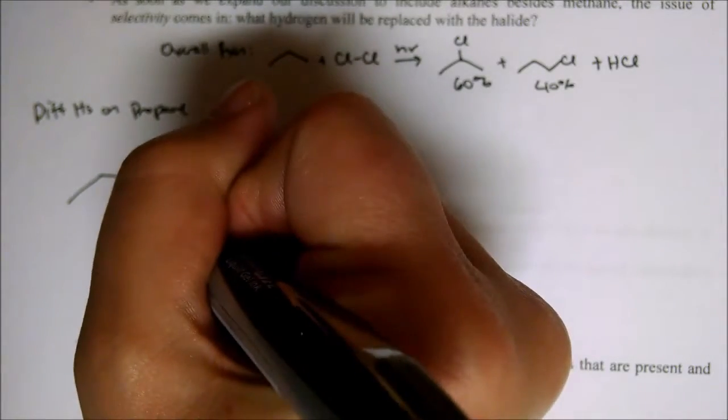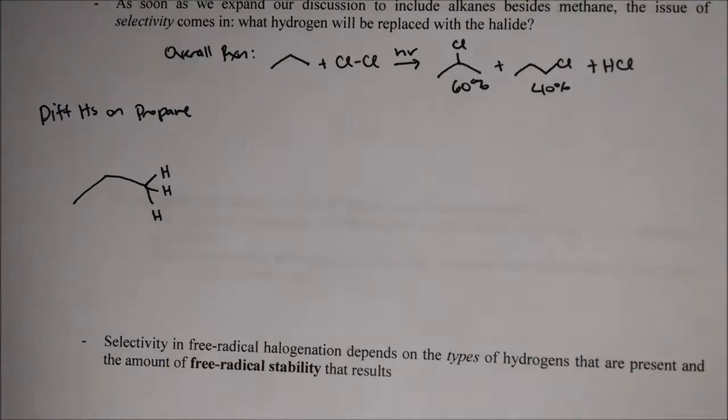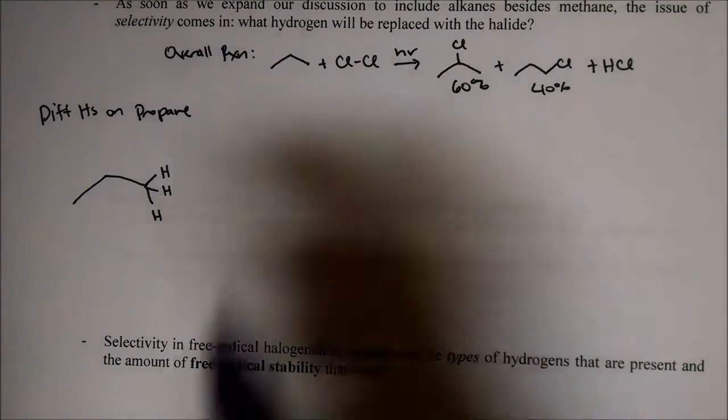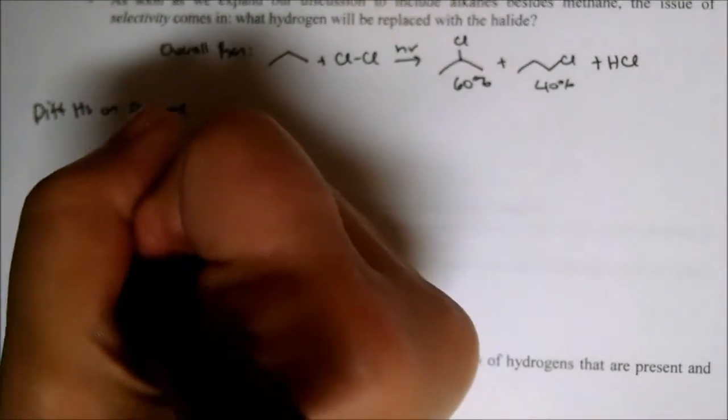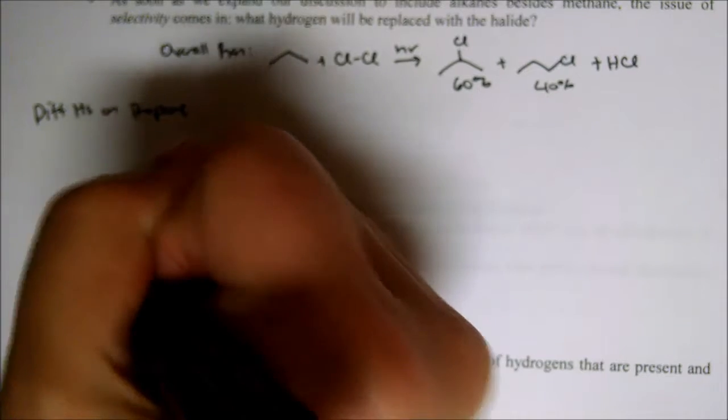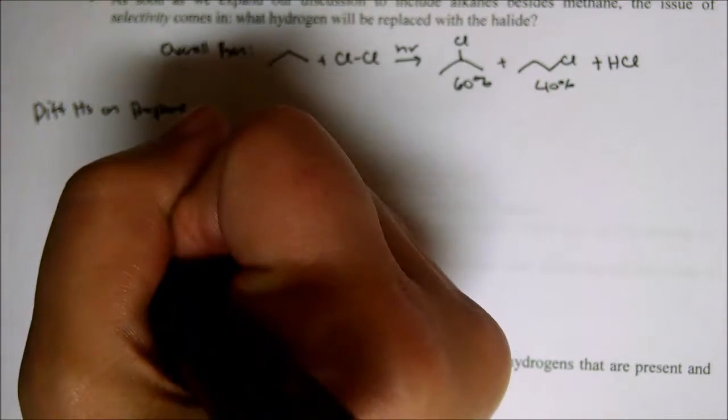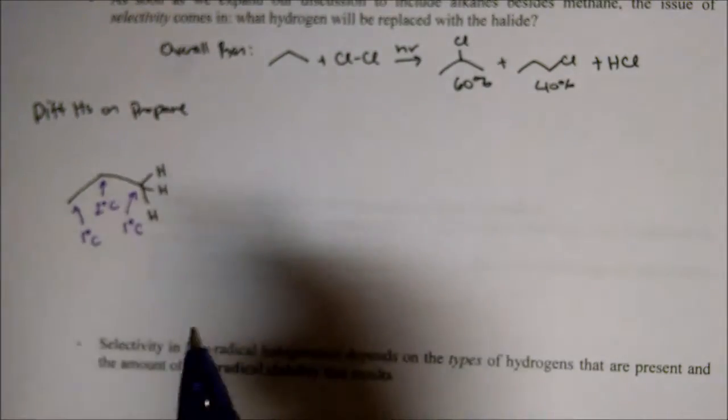These hydrogens over here, on what degree of carbon are they? What degree of carbon is this guy right here? He is a primary carbon. And so is this guy. These are primary carbons. How about that carbon right in the middle? What degree is he? He is a secondary carbon. Well then, the hydrogens on those carbons also have the same degree.